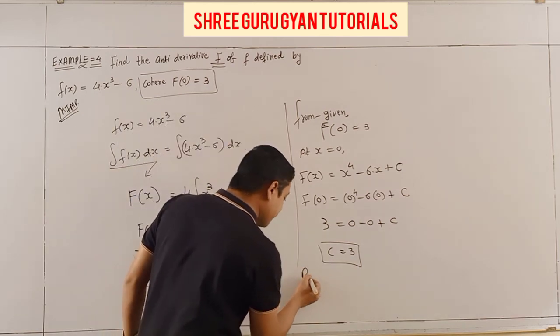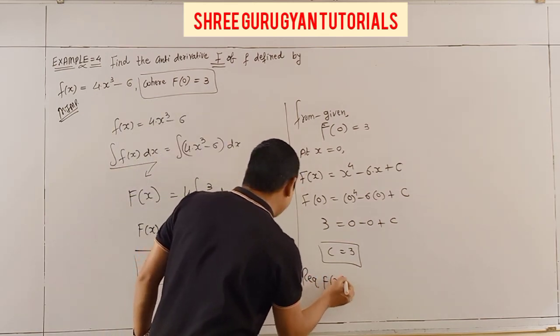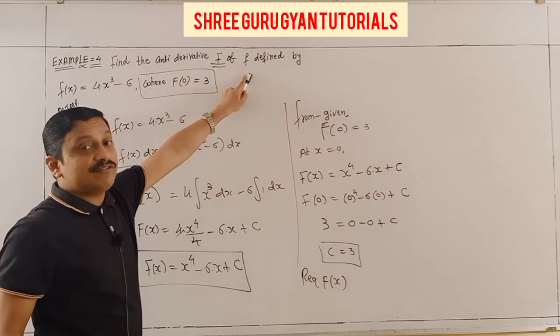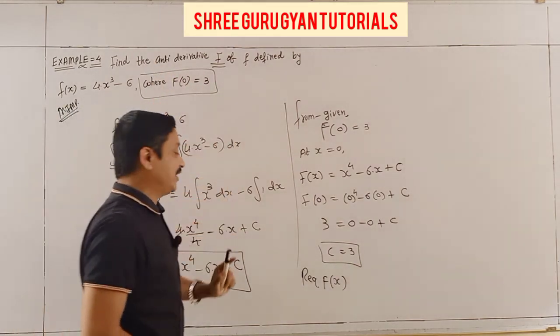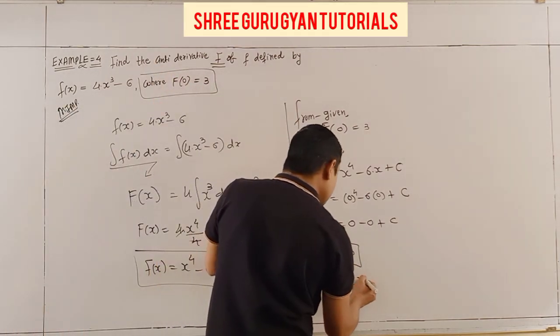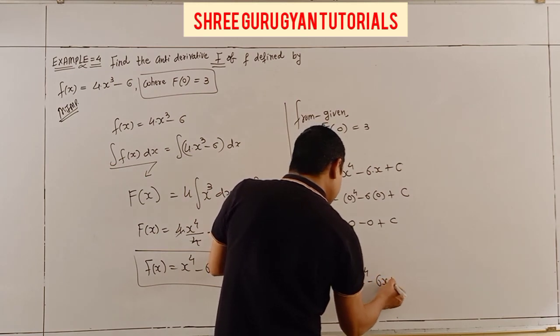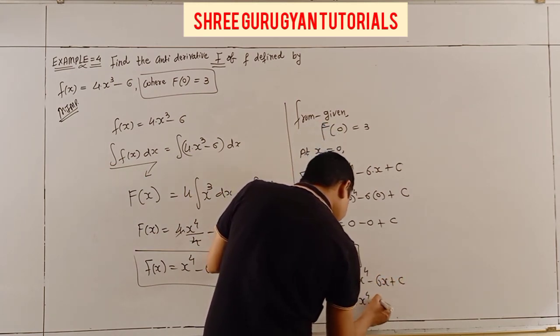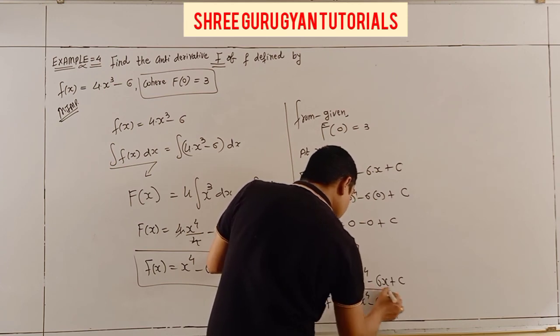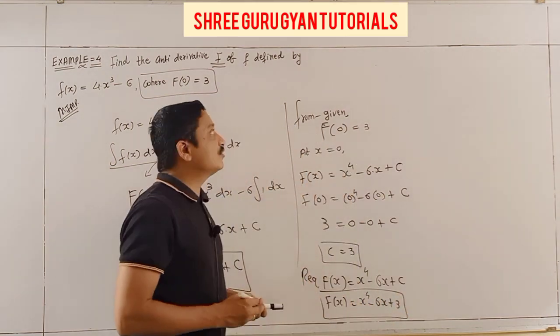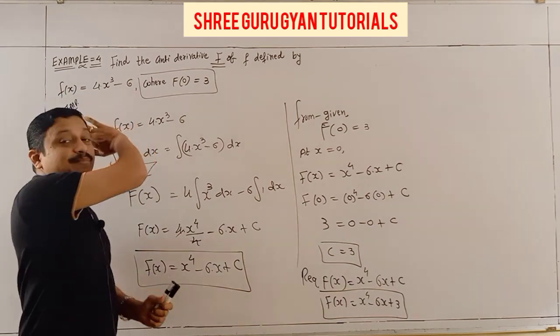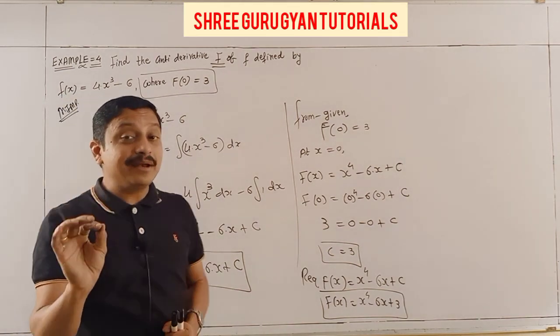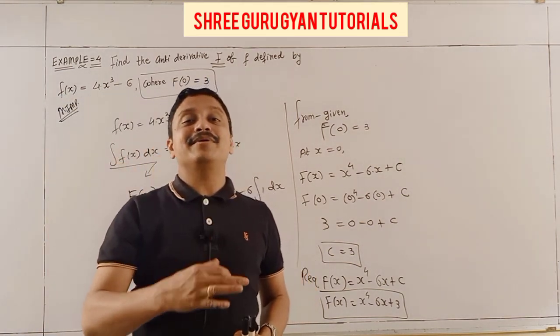So the required F(x), students, your target is what? Find out and define F(x), the antiderivative. So your answer is, students, x raised to 4 minus 6x plus c, and c put in. This answer is the final answer of this question, example number 4. Students, I repeat one more time, that type of question is asked in the exam.